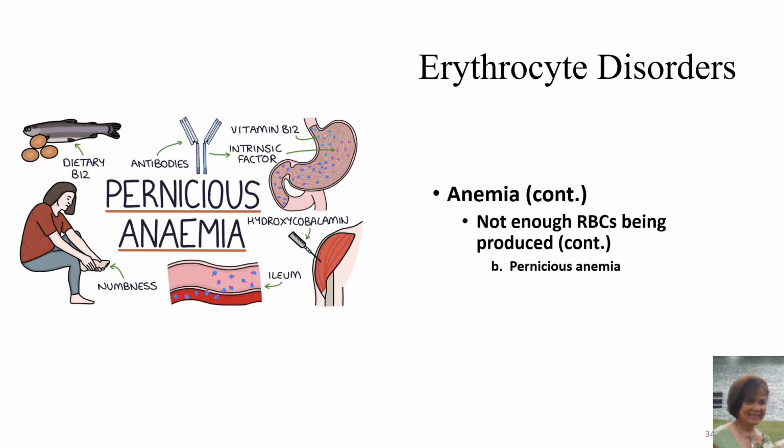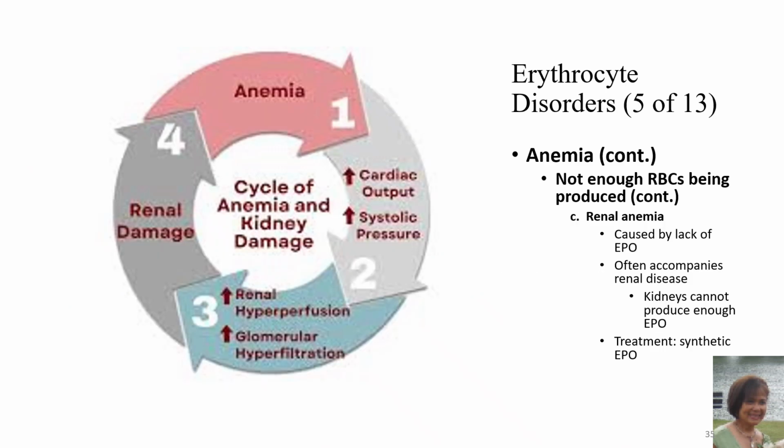Then you have pernicious anemia, anemia where there's not enough red blood cell being produced in the bone marrow. Very much, it's an autoimmune response. Pernicious anemia is an autoimmune response, and the body is unable to produce enough red blood cells simply because not enough erythropoietin is actually being produced to stimulate normal production of red blood cells. It's an autoimmune problem.